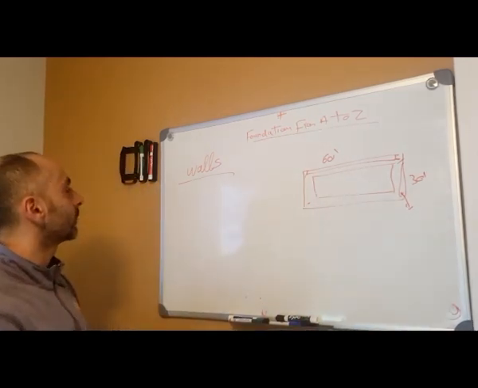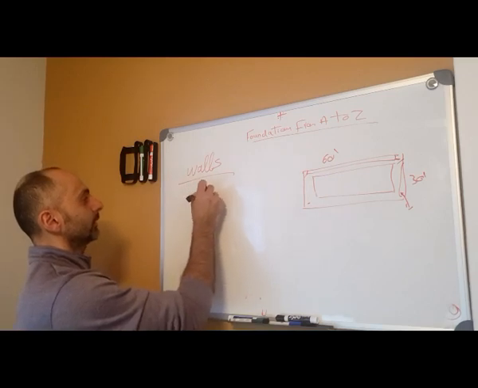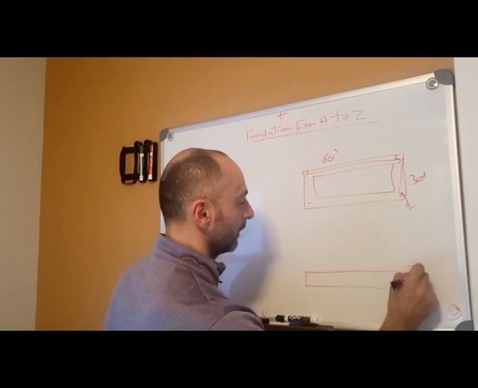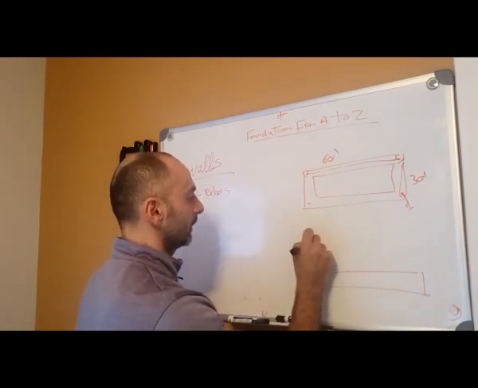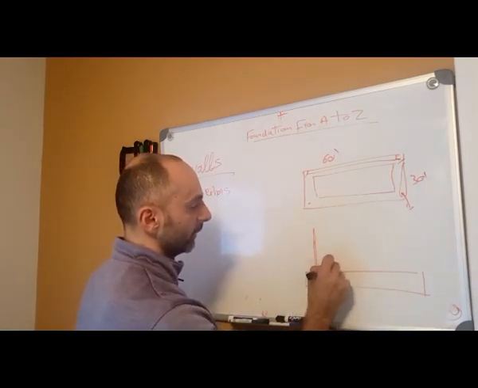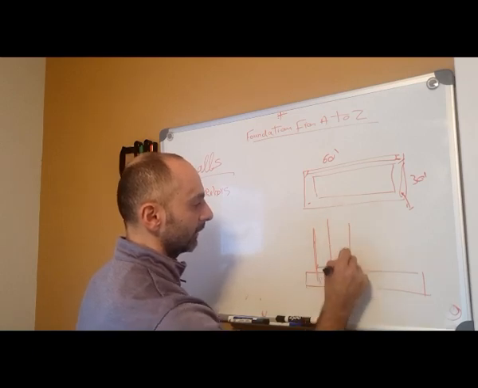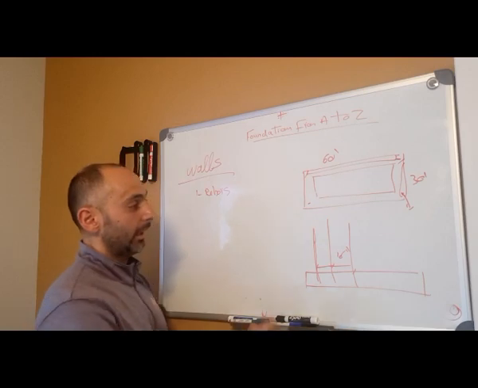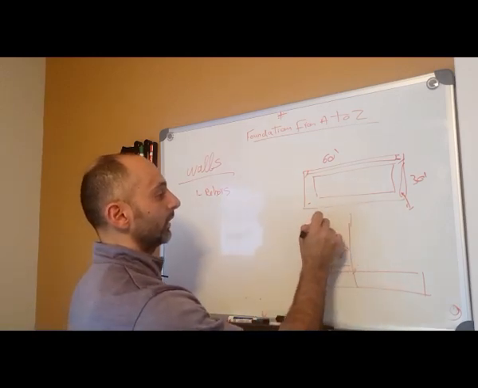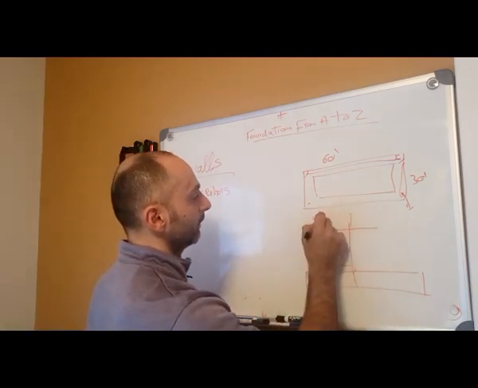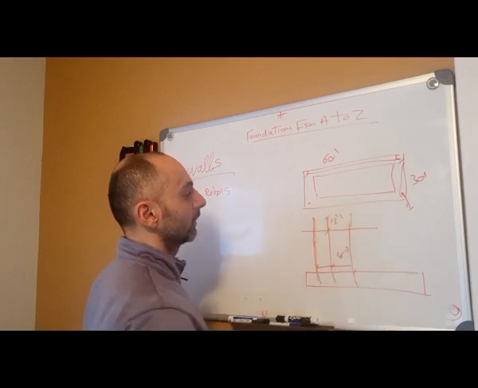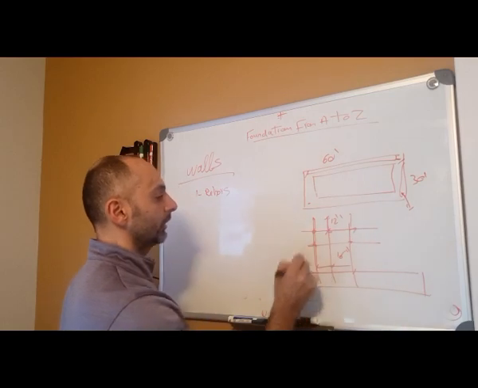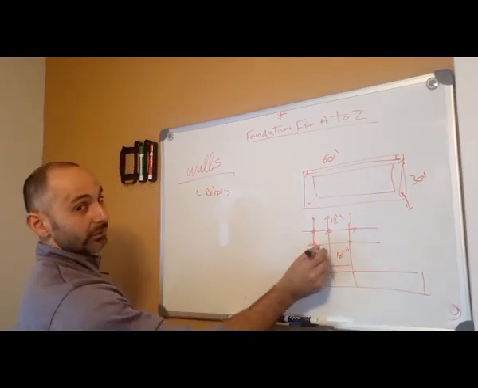So for the walls, you need to check the rebars. This is the footing right here. Make sure all your rebars are spaced right, depending on the plans, usually 16 inches or 12 inches, and on the top a minimum of 12 inches. Make sure everything is tied together. This is what the inspector looks for.